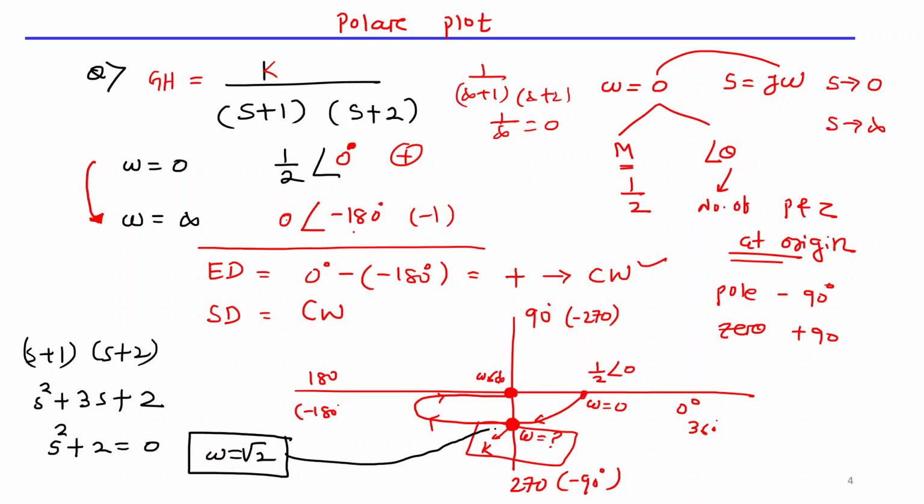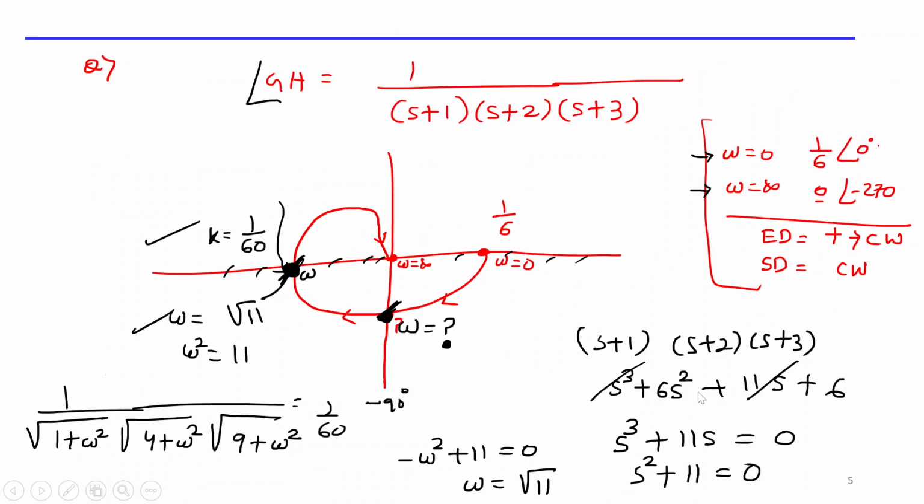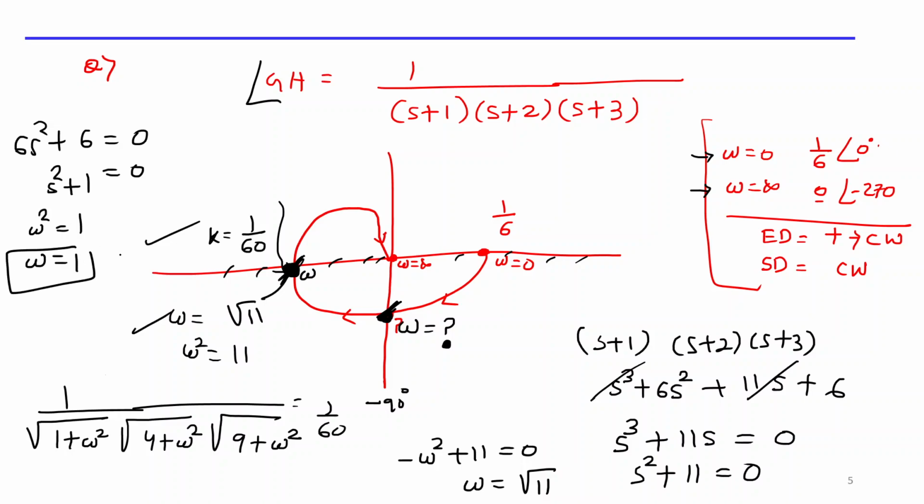So at this point, your omega equals root 2. Got it? Okay, sir. For the third problem also the same rule is applicable, sir? Yeah, same rule. Just make the real part equal to 0. 6s square plus 6 equals 0. So s square plus 1 equals 0. It means your omega square equals 1 and omega equals 1. So at this point, your omega equals 1. That's it. This is the answer. You can solve as many questions as you like based on that. You will get the same answer.